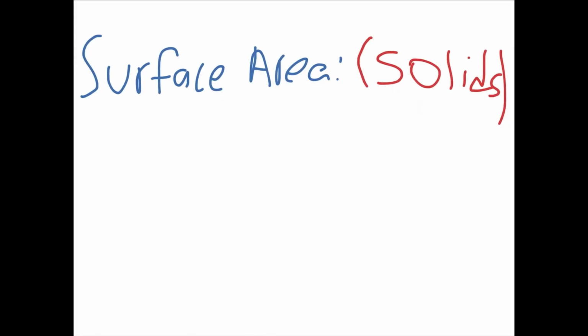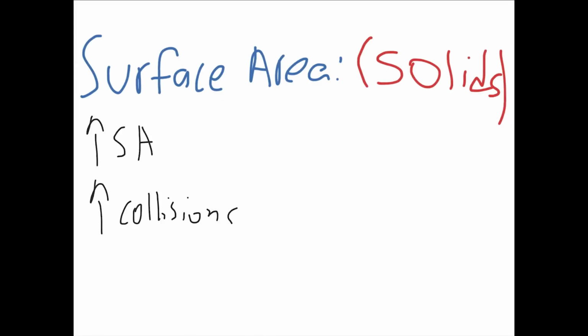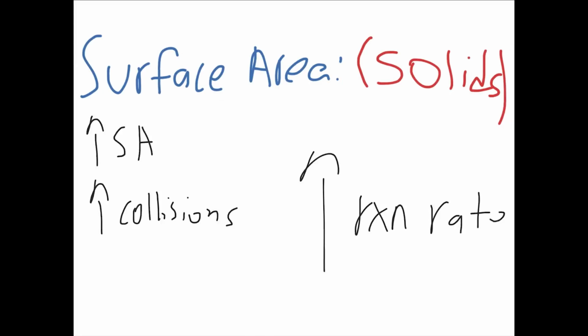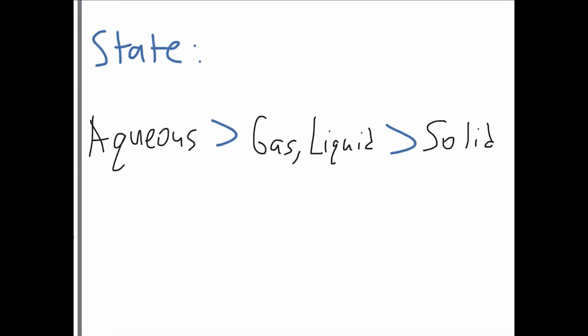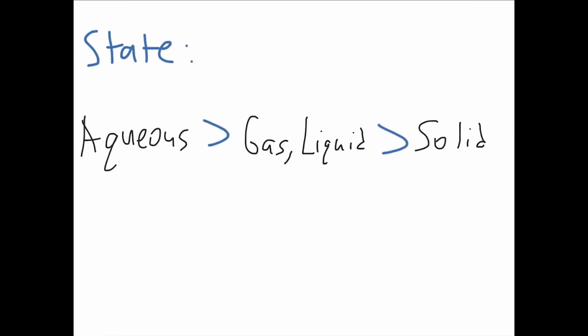The next factor is surface area, and this is for solids only. An increase in surface area means there's more surface exposed for reactants to collide, which means there's an increased chance of collisions, which will lead to an overall increase in reaction rate. The next thing that can affect the reaction rate is the phase or the state. It goes from aqueous solutions having the fastest reaction time, then gases or liquids, and then solids.